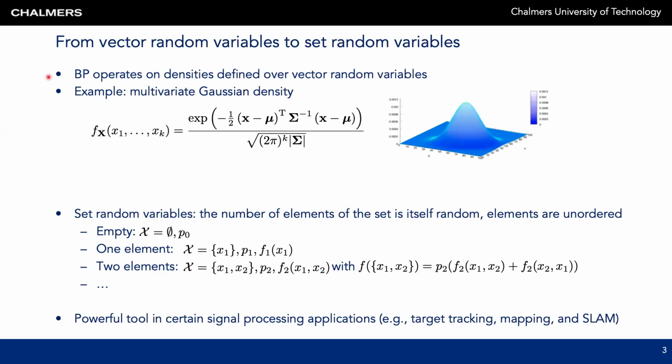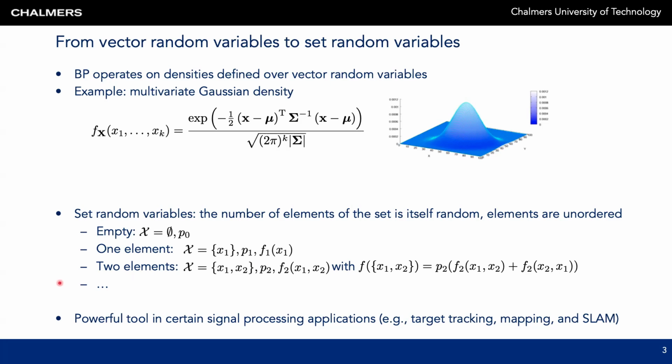Conventional BP operates on densities defined over vector random variables, such as multivariate Gaussian densities shown in the figure. However, in some signal processing applications, we deal with set random variables, where both the number of elements in the set and their order are random. So the set variable has a probability of being empty, a probability of having one element with an associated density, and a probability of having two elements with an associated density, and so forth. In these densities, the order of the elements does not matter.